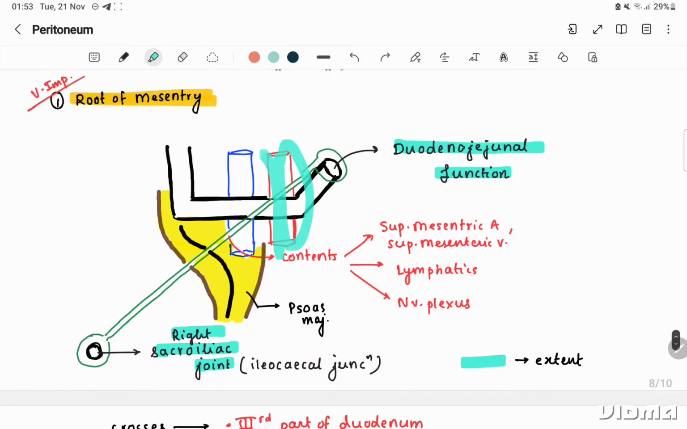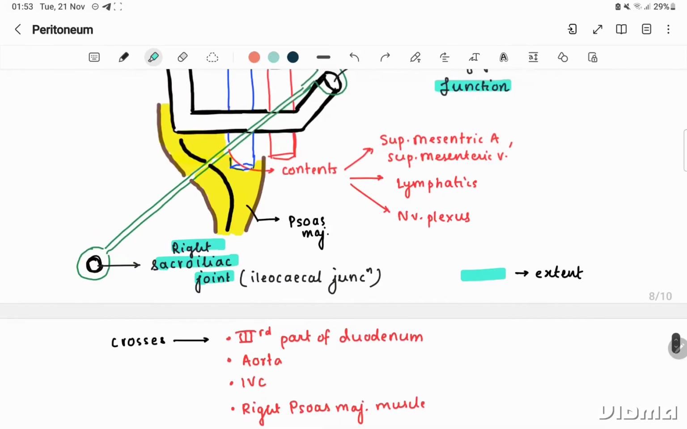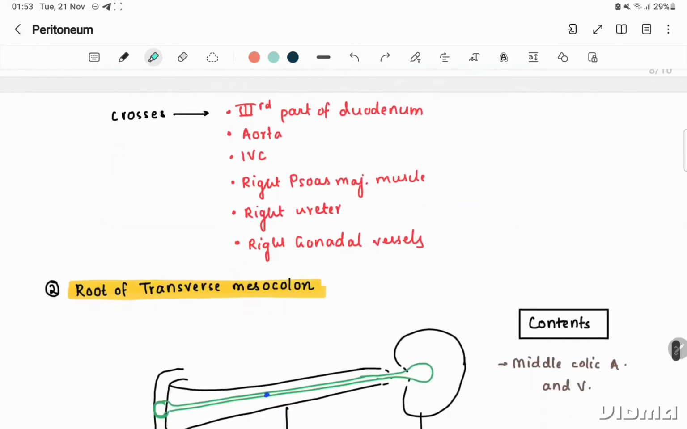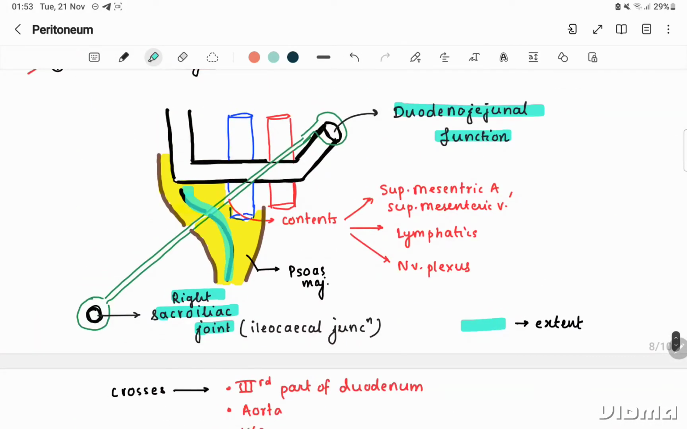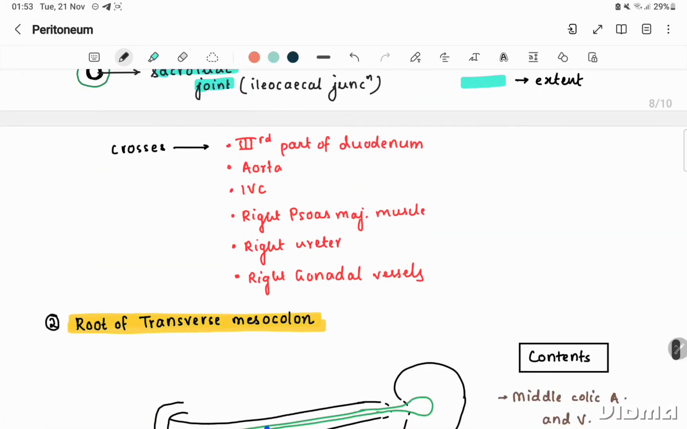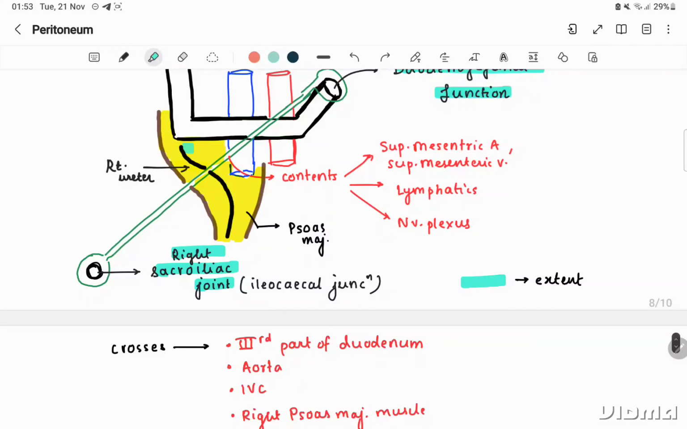This is your abdominal aorta and your inferior vena cava and your right psoas major muscle. It crosses this also. It crosses the right ureter also. This must be your right ureter. If I haven't labeled, let me label this. This is your right ureter and your right gonadal vessels also.